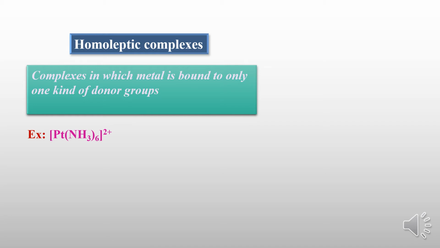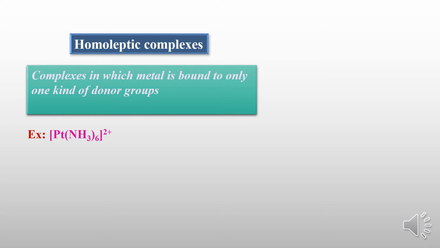See here, platinum is bonded with ammonia. There are 6 ammonia ligands. So only one kind, ammonia is the only ligand here. In ammonia, nitrogen is the donor atom. Either you consider it is bonded with only one kind of donor atom, or the same kind of ligand, it is called a homoleptic complex.